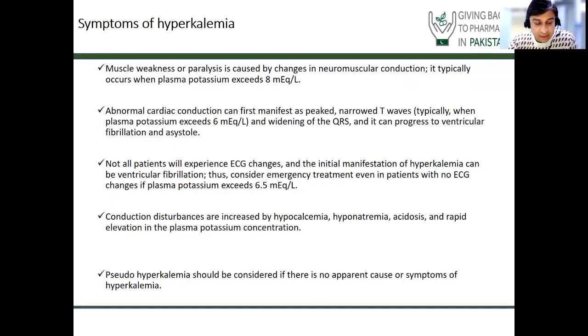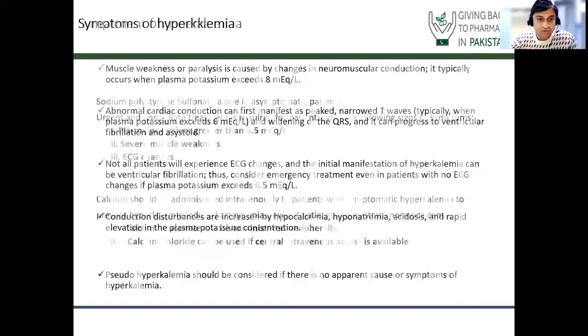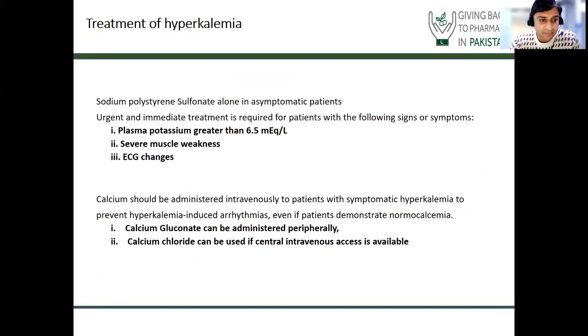This should be taken very seriously. This should be treated immediately. In all those patients who have symptomatic hyperkalemia, they should be treated immediately. So how do we treat? All those patients who have a potassium level of more than 6.5, who have muscle weakness or ECG changes, are the patients who should be treated immediately. So how do we treat?